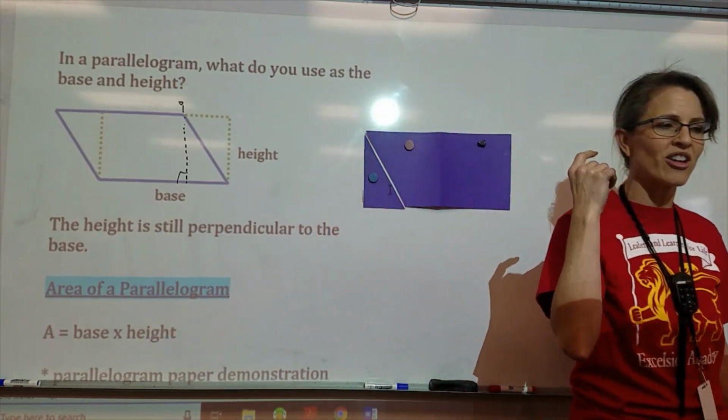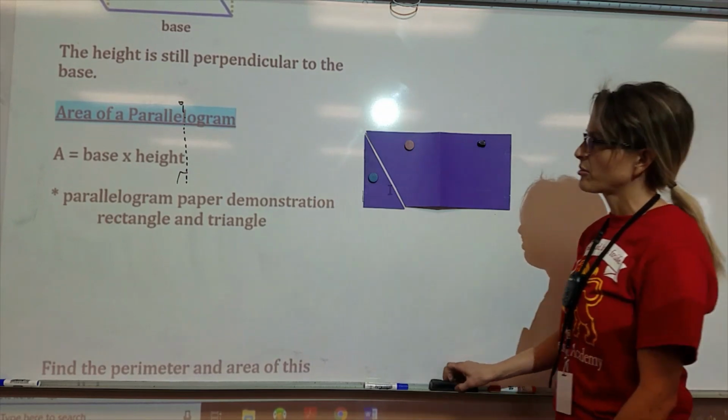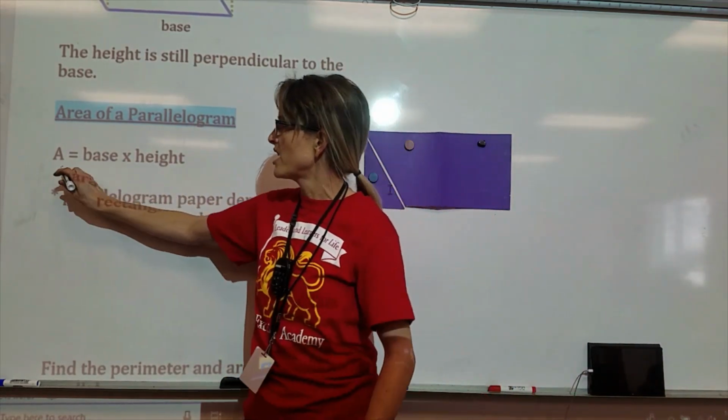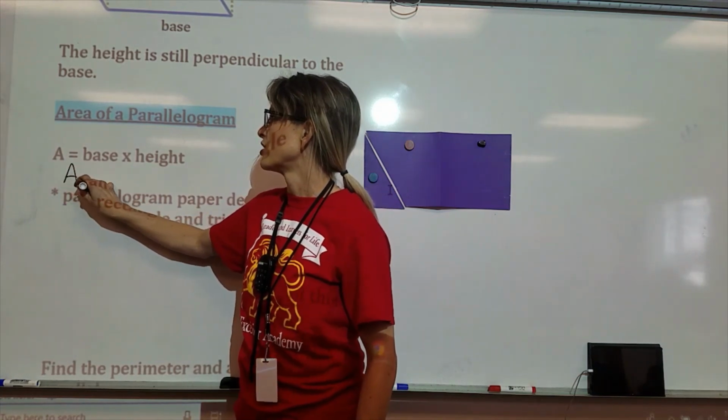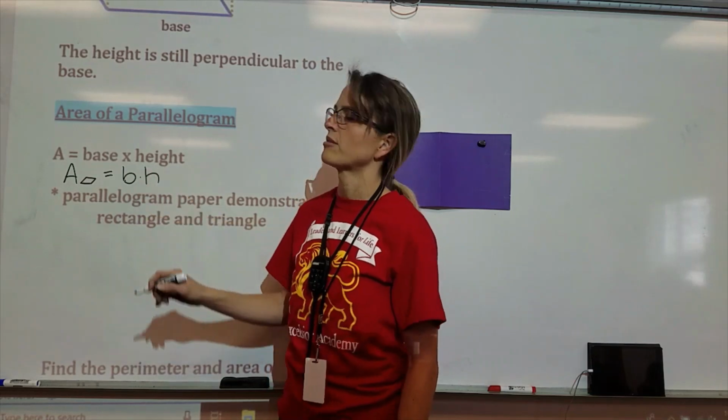What's the area equal to? Get ready? Base times height. Go ahead and write that in your notes. Look at me when you're done. Area equals base times height. If you wanted to do this, you could do area of a, and draw a little mini parallelogram. Base times height. Put a big box around it.